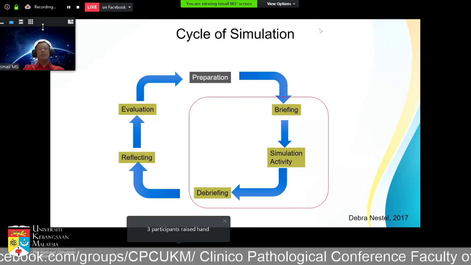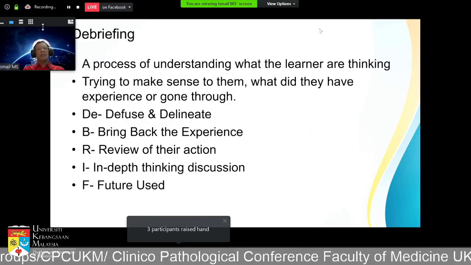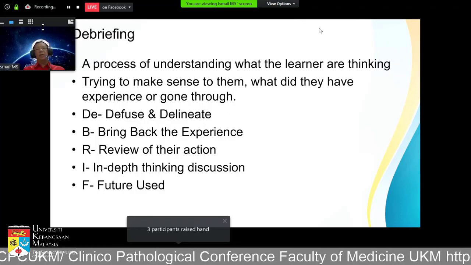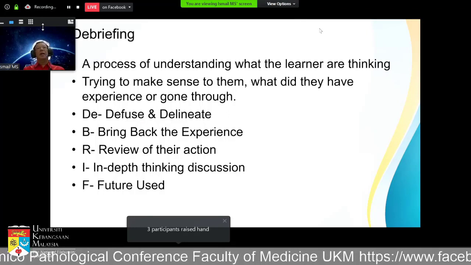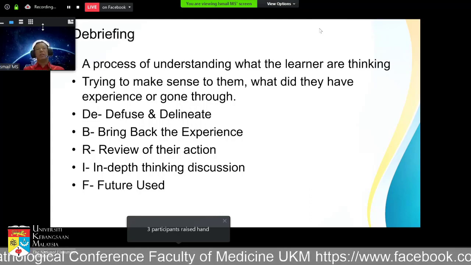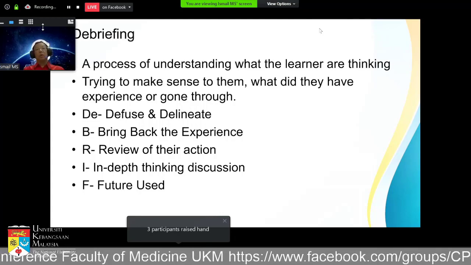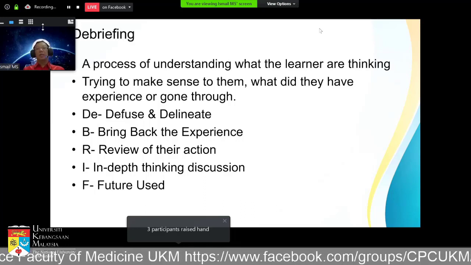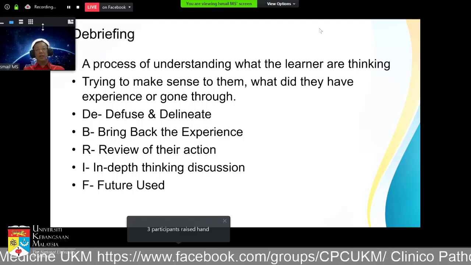So what is debriefing? Actually, it's a process of understanding what the learners are thinking. We, as the educator, have to understand what they are thinking. So they have to talk to us. And basically, what we as educators are trying to do is make sense to them of what they have experienced or gone through. That is the most important thing. If not, again, it's just going to be a child or a person playing with a toy.